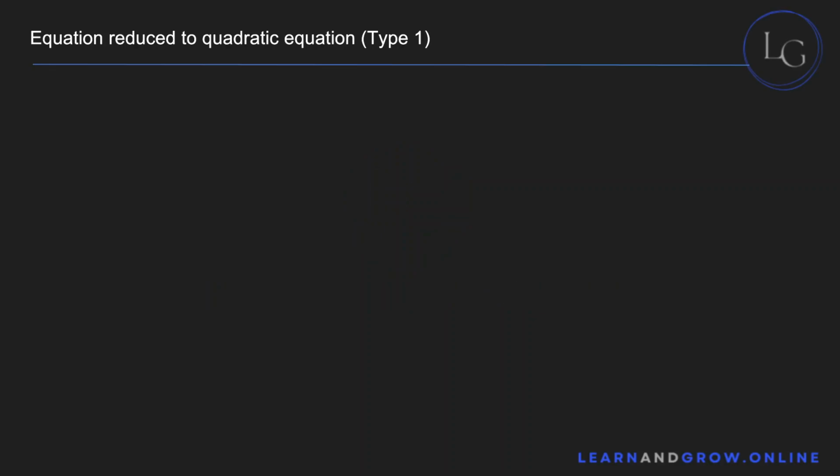Now, it's not necessary that you'll always have an equation in its quadratic form. In most cases, you'll have to convert an equation into its quadratic form to get the values you desire. So, you have this equation here. Now, see that the highest order of x is 4. It's not 2, so this is not a quadratic equation. So, you must convert this into a quadratic equation.